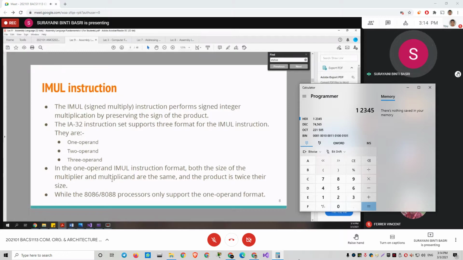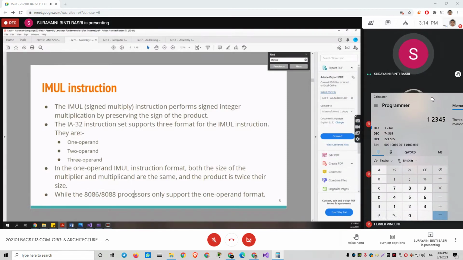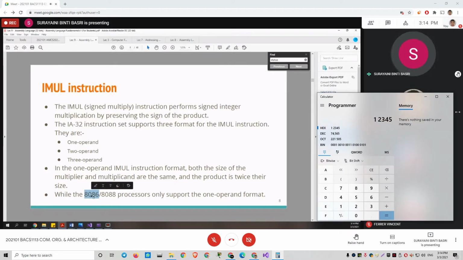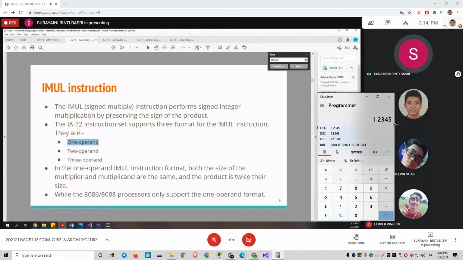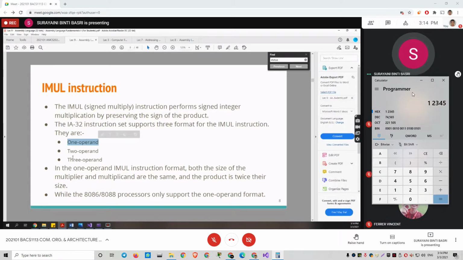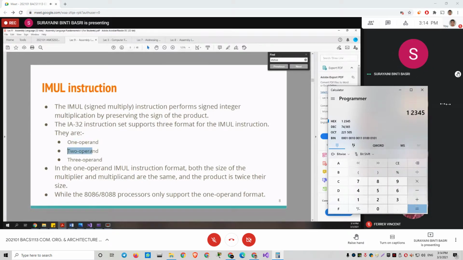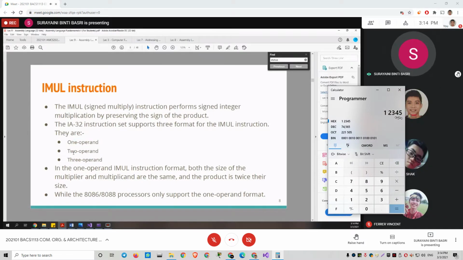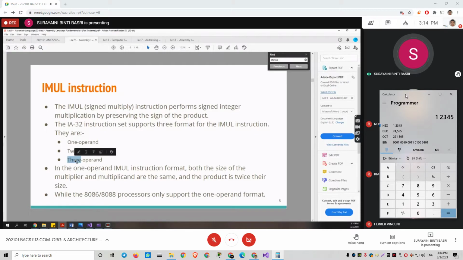Okay, so because Mr. Acharya just now only covered up to one operand, because he is teaching about the x86 processor. That's why he only taught up to one operand. But in our syllabus, we will also cover the two operand and three operand forms.